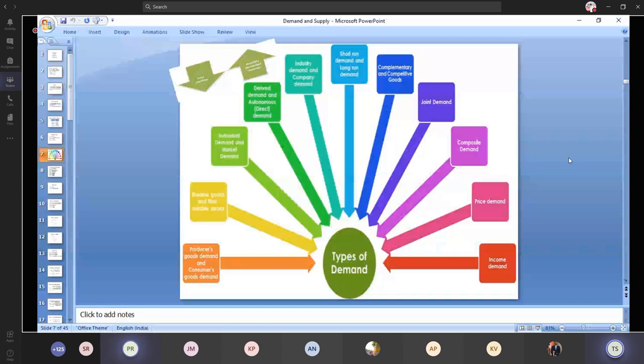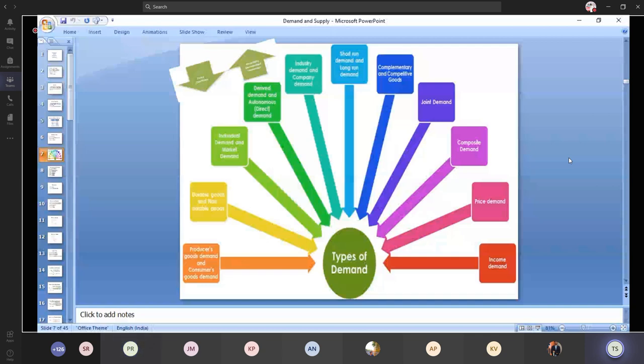Durable vegetables. A few commodities will be durable, and a few will be for limited time. So the commodities which have a short lifespan, the commodities which are perishable, those come under the non-durable commodities.